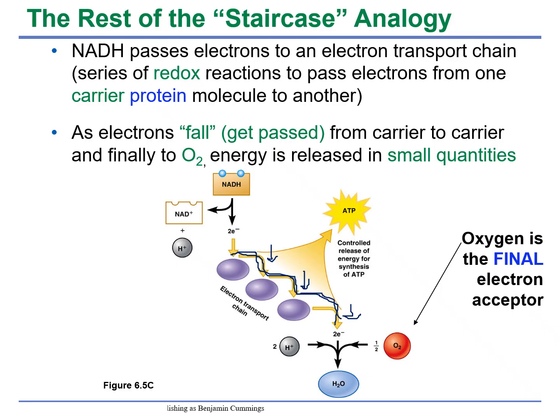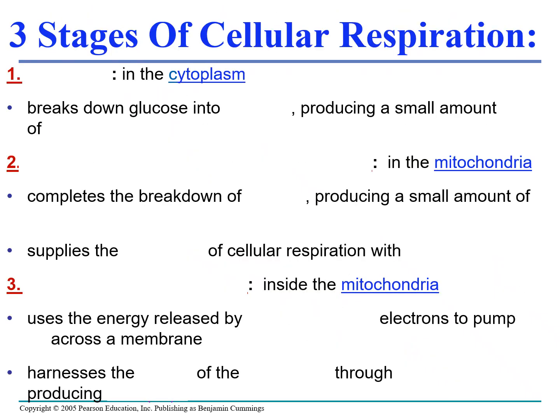And oxygen is the final electron acceptor. There are 3 stages of cellular respiration. The first one is glycolysis, and it happens in the cytoplasm. It is where the breakdown of glucose happens, and glucose is broken down into pyruvate, which is half of glucose each, producing a small amount of ATP.